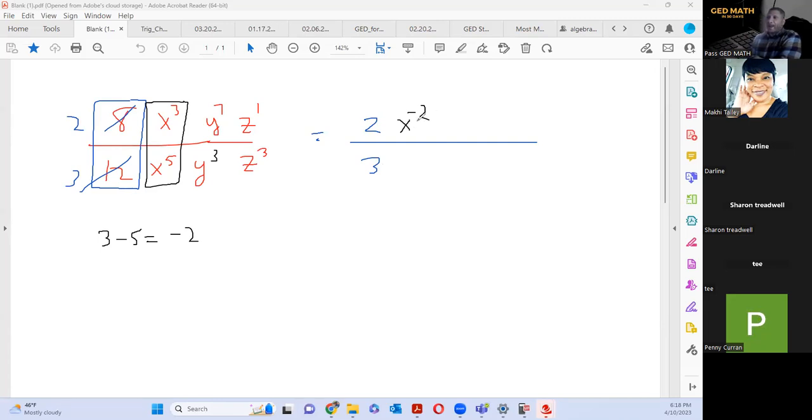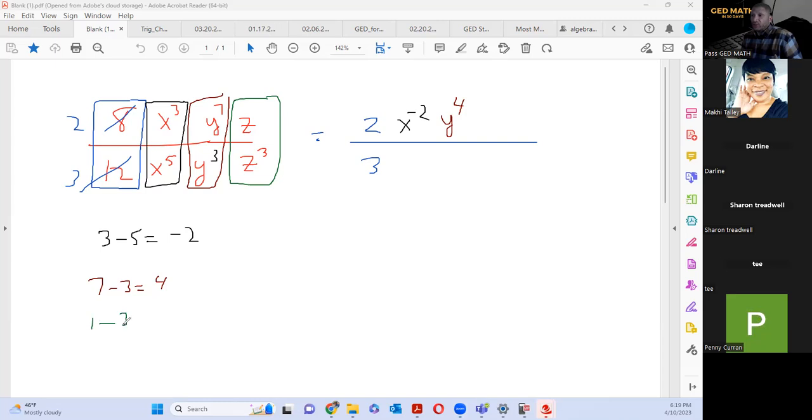Everybody understand that? Yes. Okay, now we're going to go to the Y's. We got 7 minus 3, which is what? 4. So that's Y to the 4th power. And then the last set, and I shouldn't have put Z to the first, so let me erase that, because you never see a 1. Let me put it the way it is. But understand, if you don't see an exponent, it's a 1. So 1 minus 3 is what? Negative 2. So we got Z to the negative second.